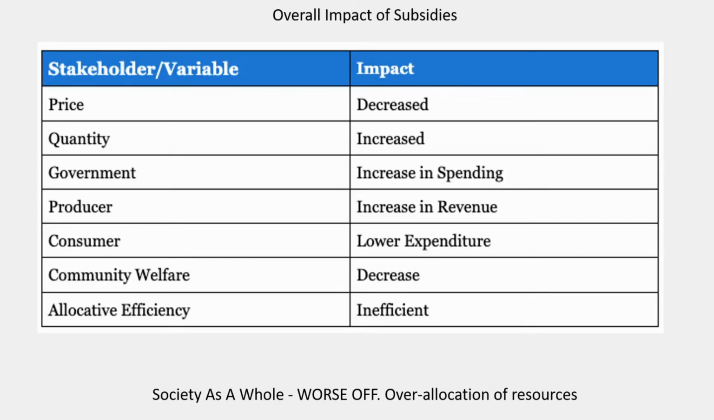So overall impact of subsidies, the price will decrease, the quantity will increase. It is going to lead to an increase in government spending, so an increase in the budget deficit. Producers will get more revenue. Consumers will spend less. The community welfare, however, will decrease, and this is an allocative inefficiency.